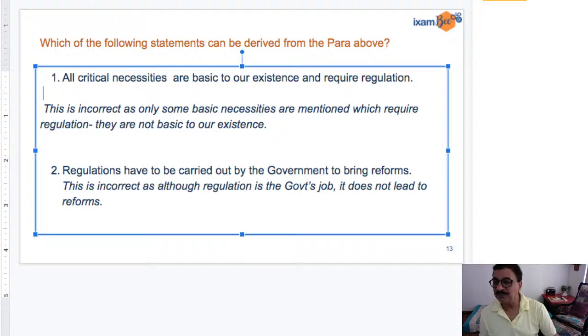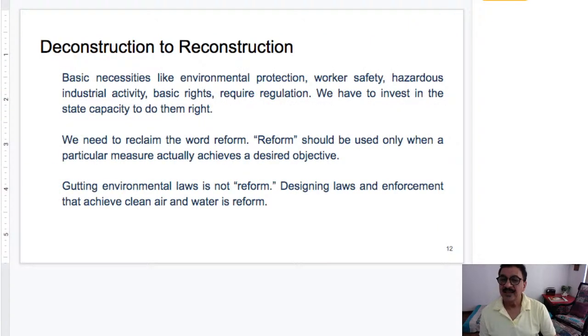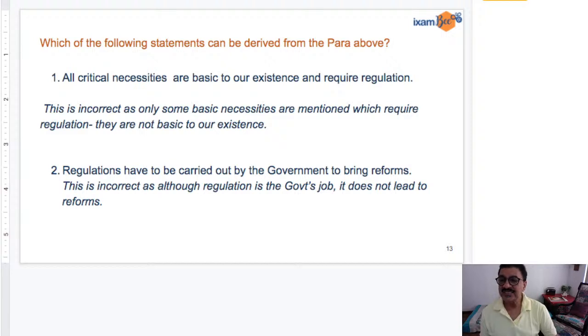And what are these necessities? Let's go back to the para and see the basic necessities like environmental protection, worker safety, hazardous industrial activity, basic rights. These he has listed require regulation. Okay, now I'm glad you got the first one right. So let's see the second one. Regulations have to be carried out by the government to bring reforms. Of course, the answer is there, right there.